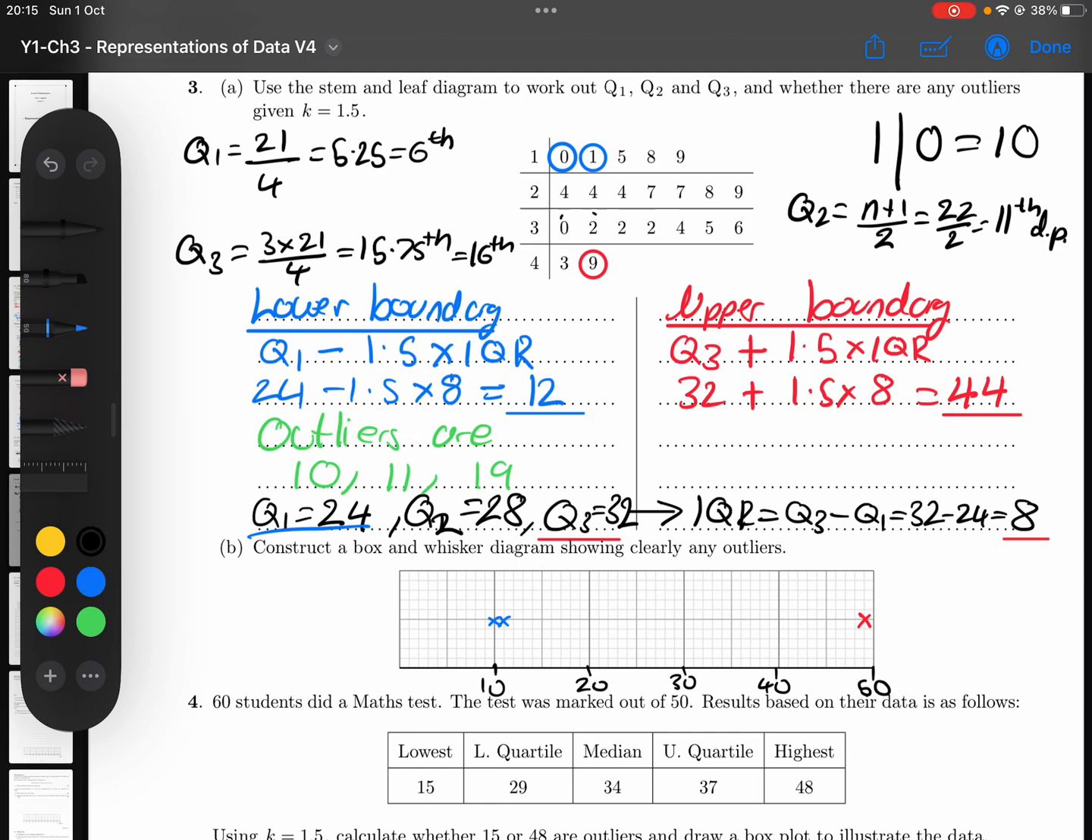Next, I'm going to add the minimum and maximum values that aren't outliers. So our minimum value that wasn't an outlier is 15. That will be one side of the box plot. And then the upper outlier, so the maximum value that was not an outlier, is 43.